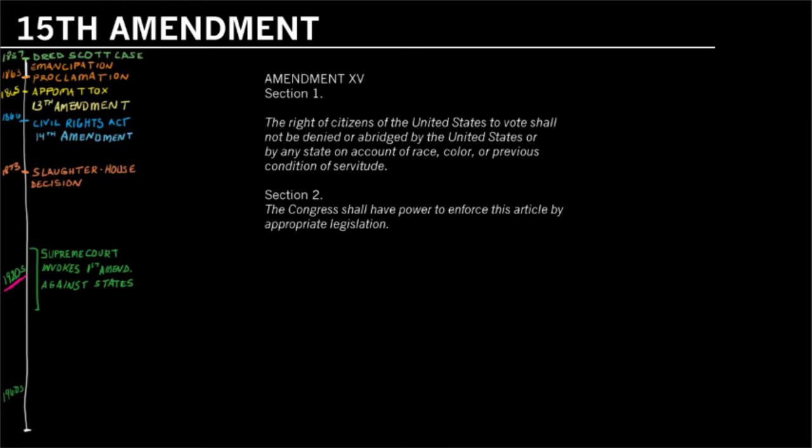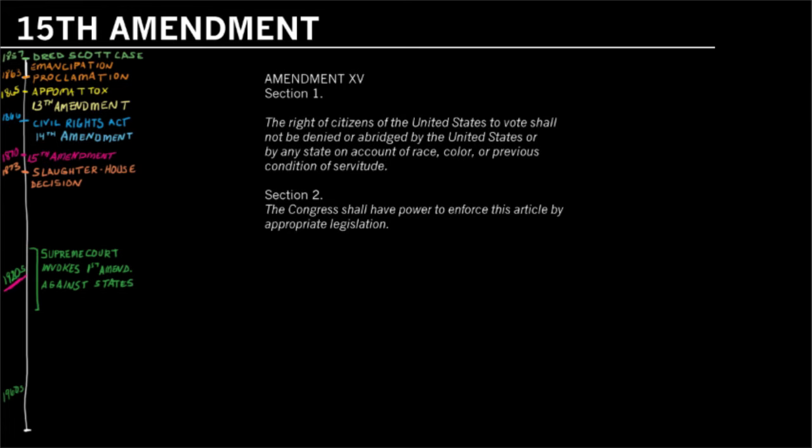So now we get to the 15th Amendment. First, let's put it on the timeline. When did it happen? Passed by Congress February 26, 1869, and ratified February 3, 1870. And we call these the Reconstruction Amendments, but let's get the whole timeline straight.